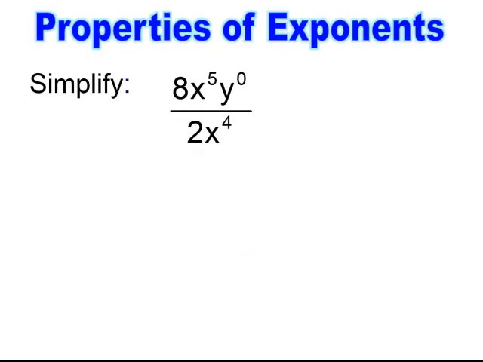Pause and try. So in this case, I write my line, and I do the 8 divided by 2. 8 divided by 2 is going to be a whole number. It's going to be 4, so it's going to be on top.